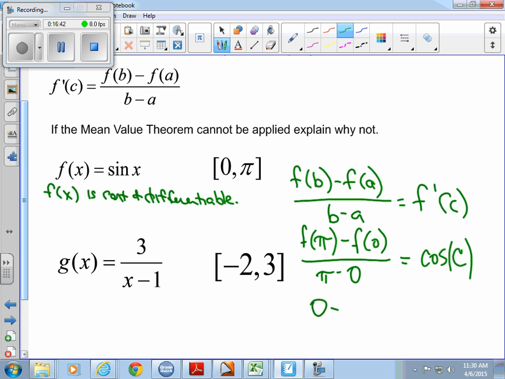Could I have used Rolle's theorem? Could have. It didn't ask me to, but I could have. If you noticed, that would have saved you a little time. If you noticed f of 0 and f of pi were the same, you could have just used Rolle's theorem, and wouldn't have had to show the secant slope, but that's okay.